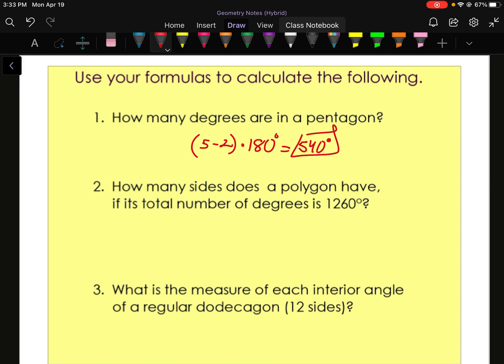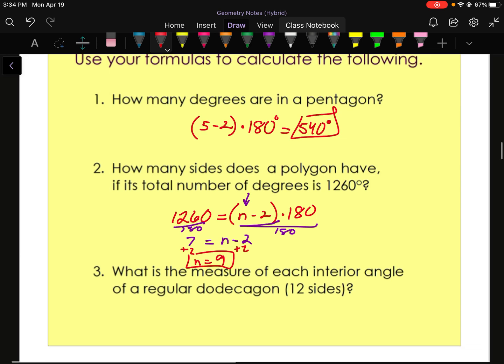How many sides does a polygon have if its total degrees is 1,260? So now that's the total. We're going to set that equal to n minus 2 times 180, because we're trying to figure out n, the number of sides. So if you divide both sides by 180, you get 7 equals n minus 2. I'll show my work there. And if you add 2, the number of sides that you would have is 9.